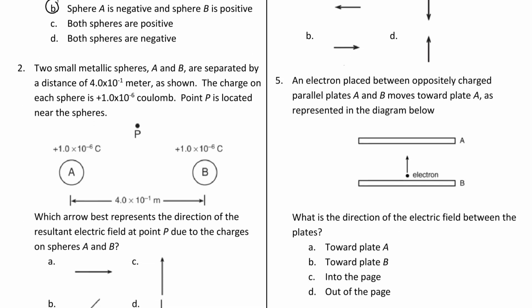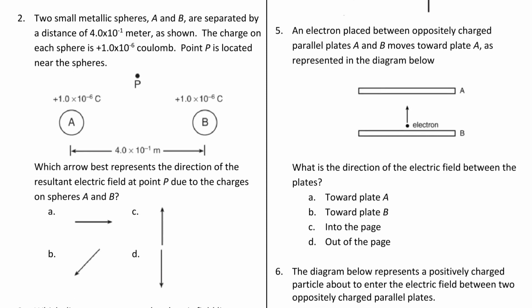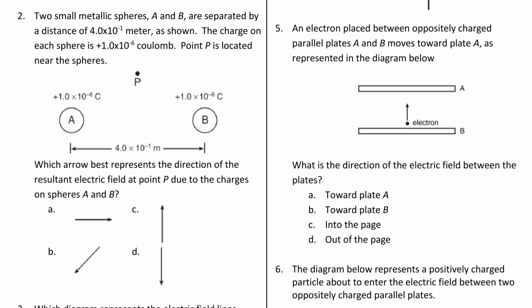Okay, number 2. Two small metallic spheres, A and B, are separated by a distance as shown. The charge on sphere B is 1 microcoulomb. Point P is located near the spheres. Which arrow best represents the direction of the resultant electric field at point P due to the charges on spheres A and B? All right, so A is positive and B is positive. So this one is going to exert a force on point P. If you put a positive test charge there, that is repulsive. So you could draw the vector like this.